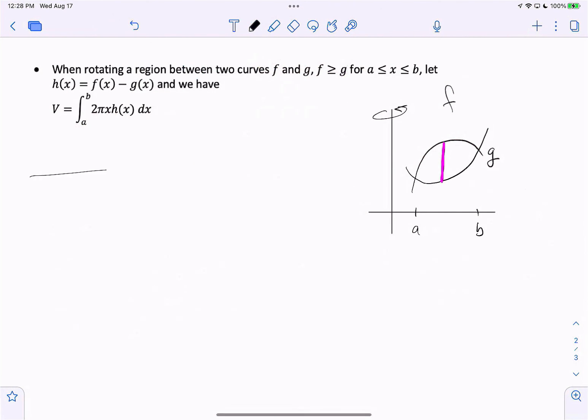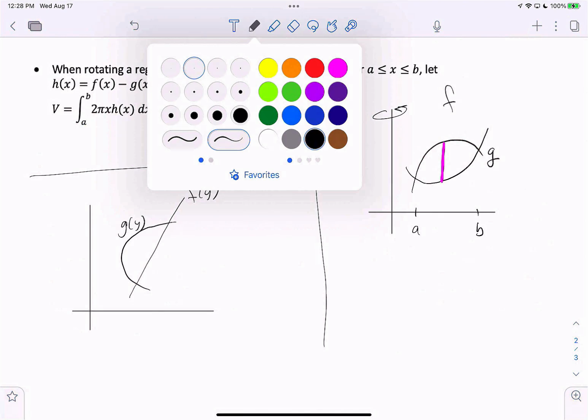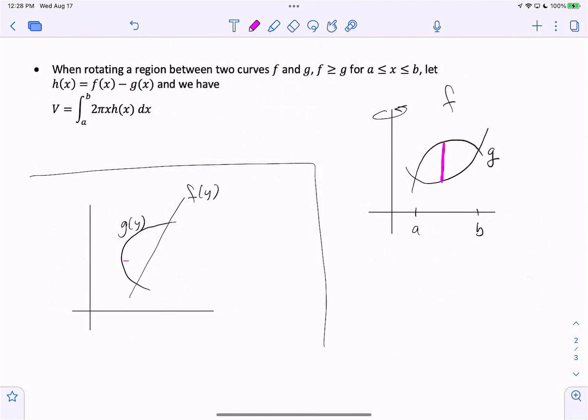And of course, if our axis of rotation was the x-axis, or horizontally oriented, so that we were looking at functions of y, the height would be the same, large function minus small function. And then x changes to y, and we would be integrating with respect to y, so the width of that rectangle is delta y.